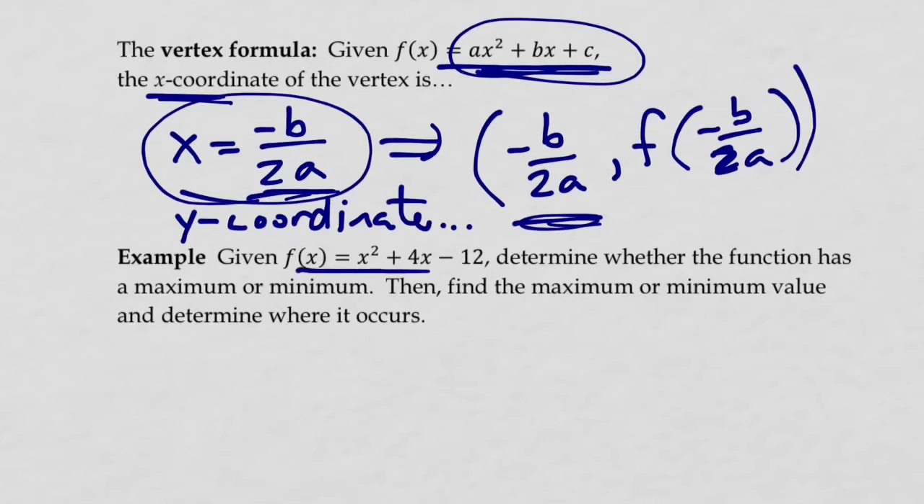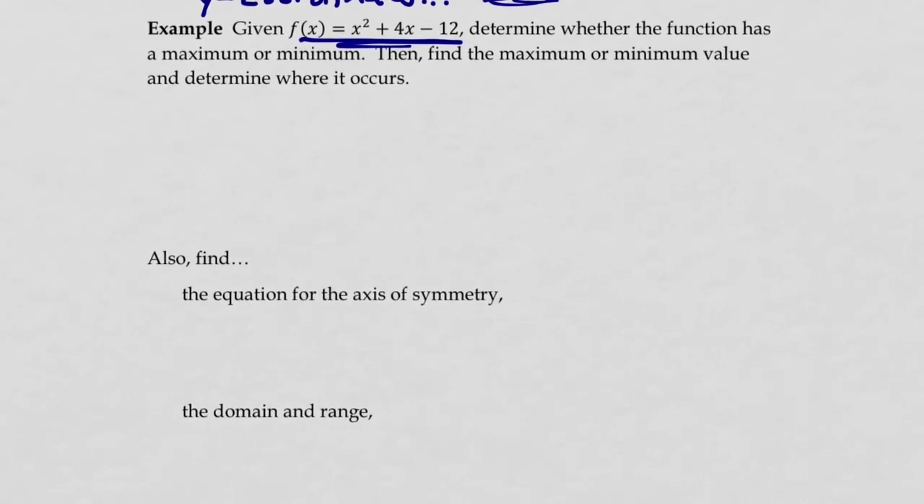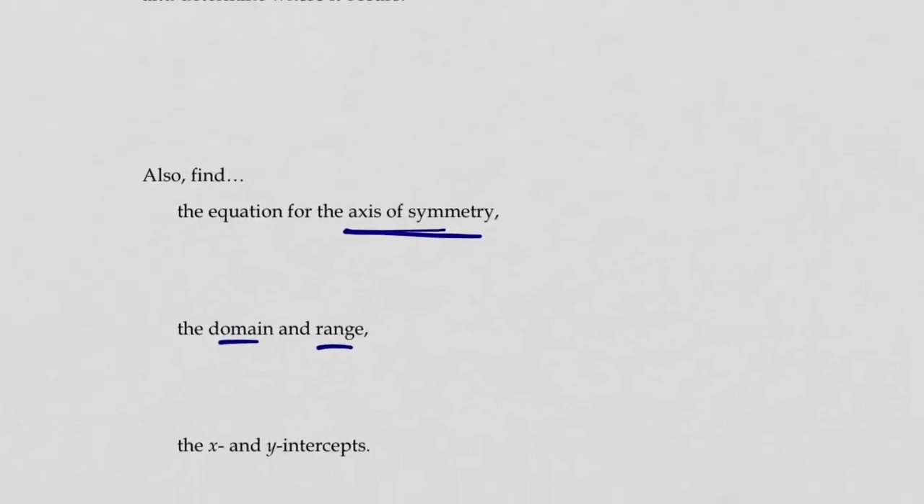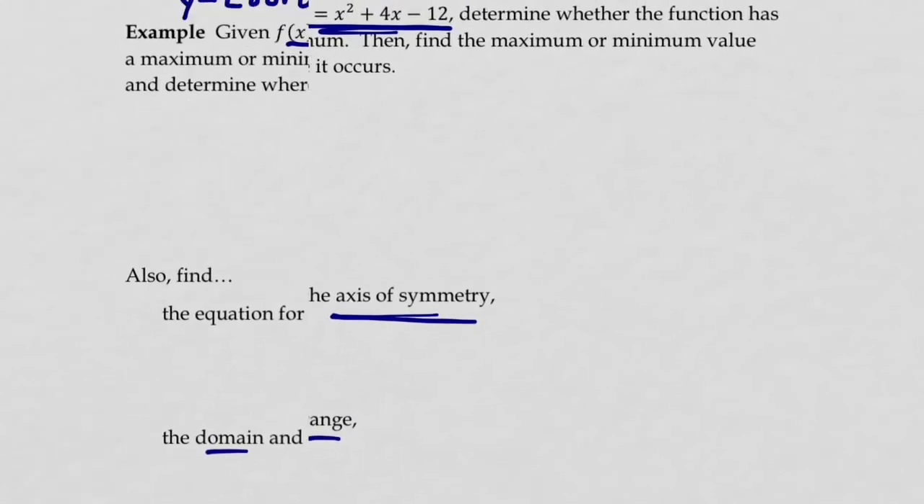So we're working with the function x squared plus 4x minus 12. And we want to identify whether it has a maximum or minimum, and then there's a whole bunch of other stuff that we can find out about the function. We'll talk about it in a moment as we look at it, but the axis of symmetry is one thing, the domain and the range, and the x and y intercepts we can find from the formula for the function.